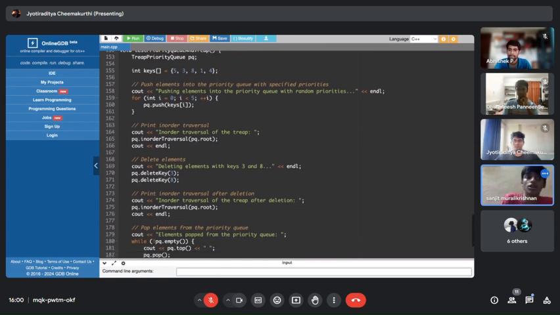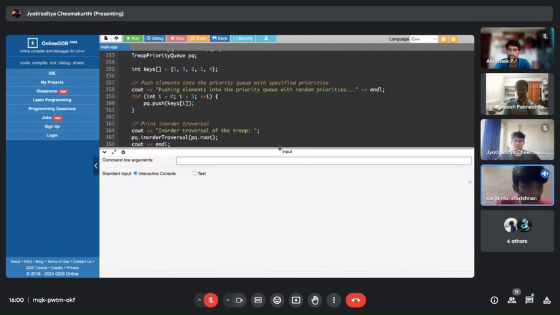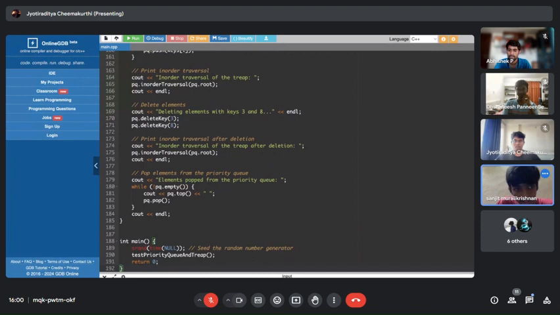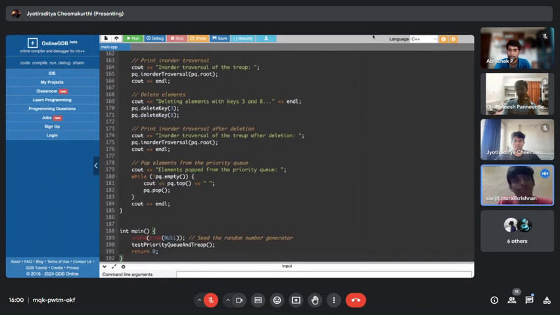So we can run the code. Actually, before we run the code, just show the main function. Yeah, so here we are assigning the random probabilities, in case you were wondering. So now we can run the code.